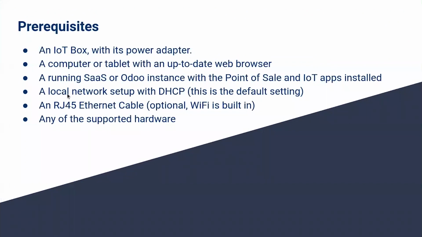Then you need a local network setup with DHCP. This one is a default setting. Then an RJ45 Ethernet cable, which is optional. Then any of the supported hardware. This hardware can be a receipt printer, barcode scanner, cash drawer, or weight scale, that is electronic scale, then customer display, payment terminal, etc.